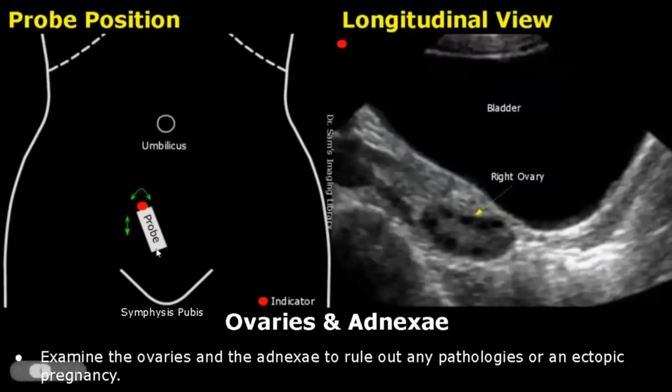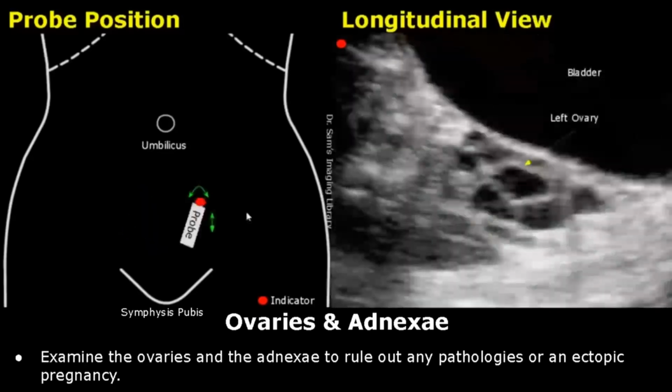It is important to rule out an ectopic pregnancy even if you have located an intrauterine gestational sac, because in rare cases a heterotopic pregnancy can occur in which there is a presence of intrauterine gestational sac as well as a gestational sac outside the uterus. It could be in the fallopian tube or the ovary.